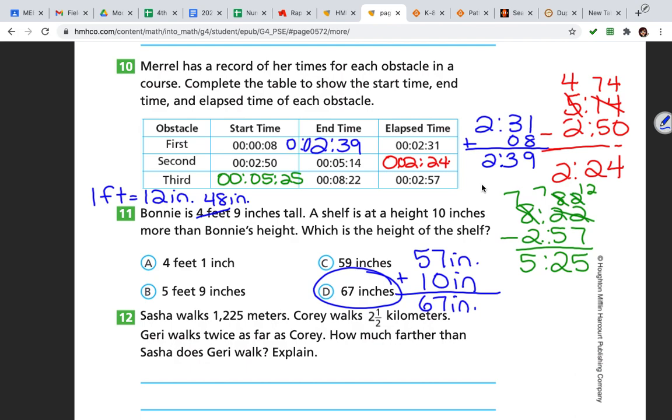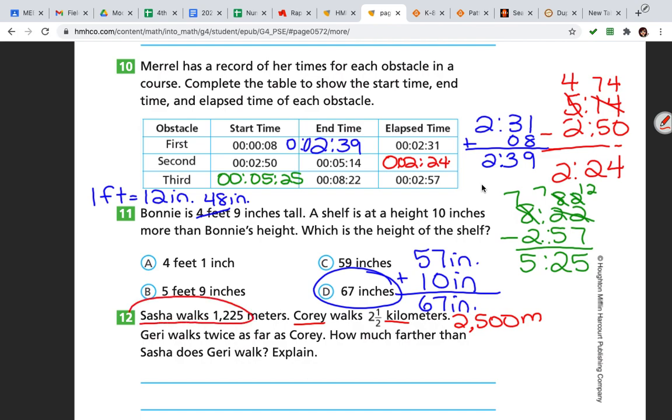Number 12, Sasha walks 1,225 meters. Corey walks 2.5 kilometers. Well, remember, kilo means 1,000, so 2.5 kilos. So that would be 2,000. Half of a kilo would be 500, so that's 2,500 meters for Corey.